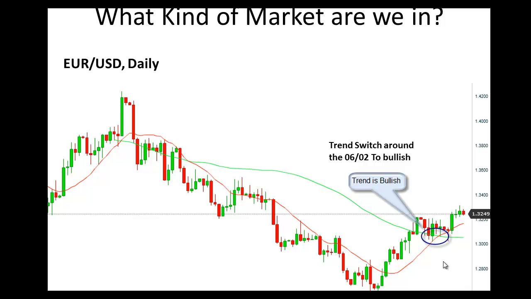If we were in a range market, then we would actually see the long-term average becoming a straight line, and we would see the pair confined between two price levels, for example from 1.26 to 1.34. However, this is not relevant at the moment since we are in a bullish market. We can also see that this bullish market started on the 6th of February. We will later understand why this is important.